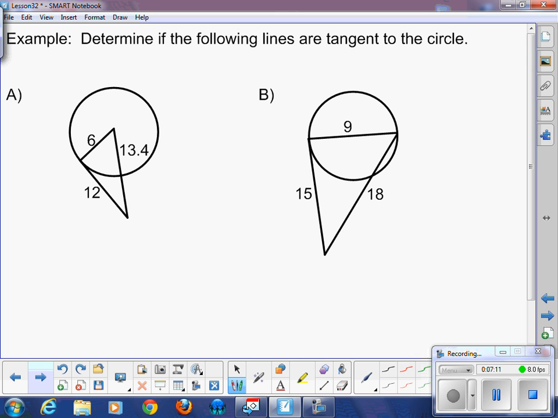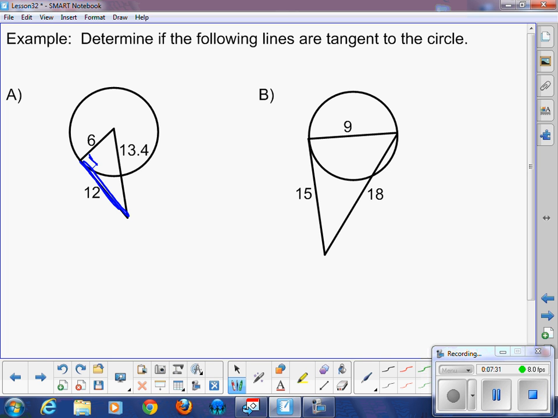And the final set of examples I want to run through is using our buddy Pythagorean theorem again. So I want to know if the lines are tangent. So the question is, this line here, is that line in fact tangent? So how do we know it's tangent? Well, if it's tangent, this will be a right angle, and that means Pythagorean theorem would work.